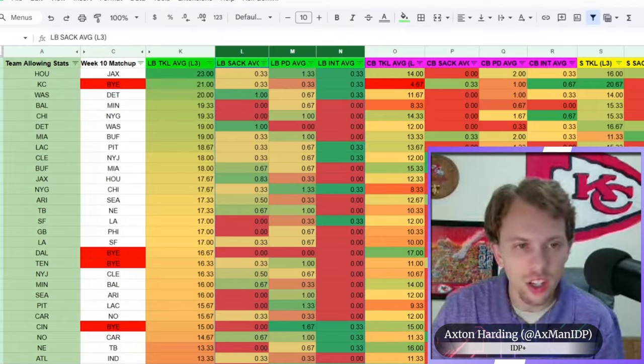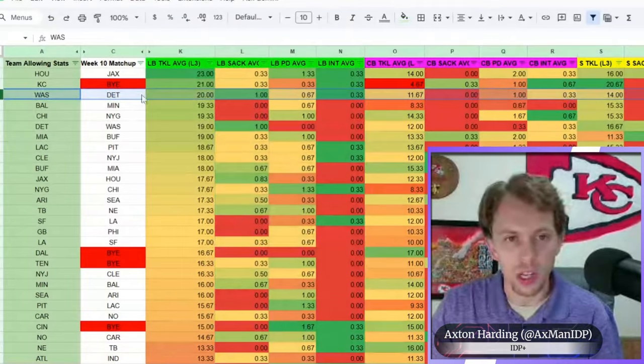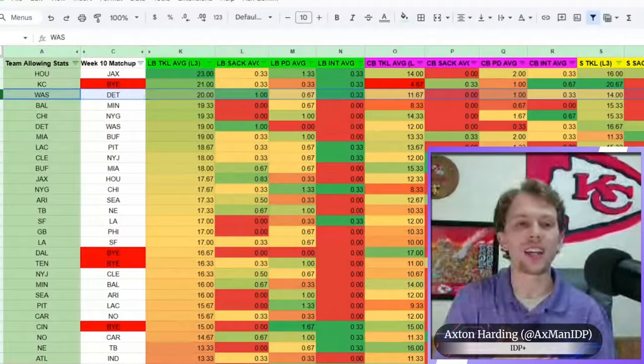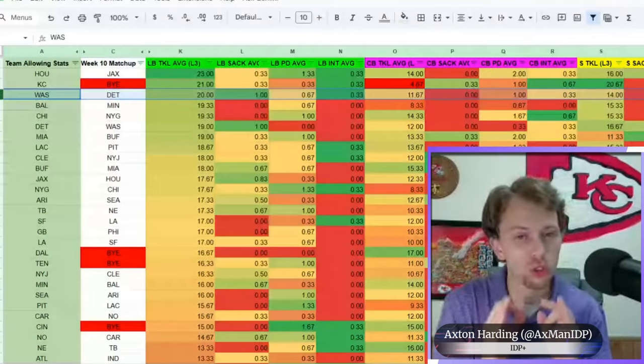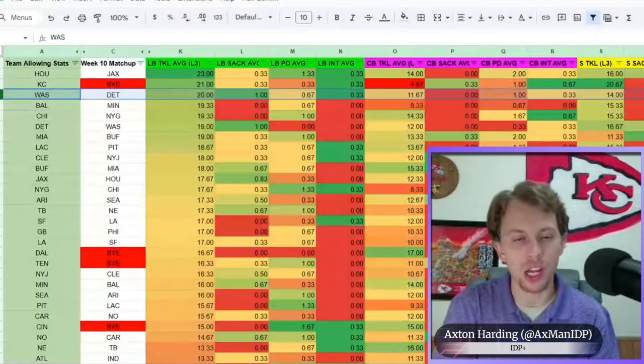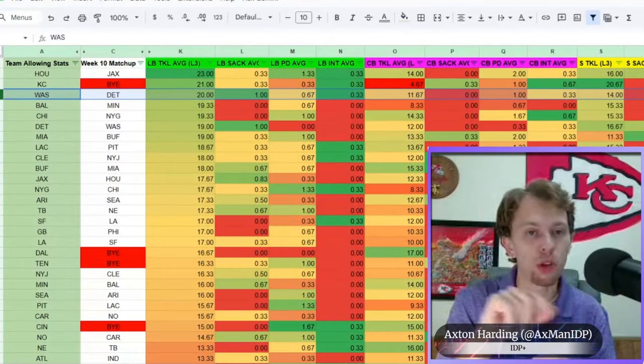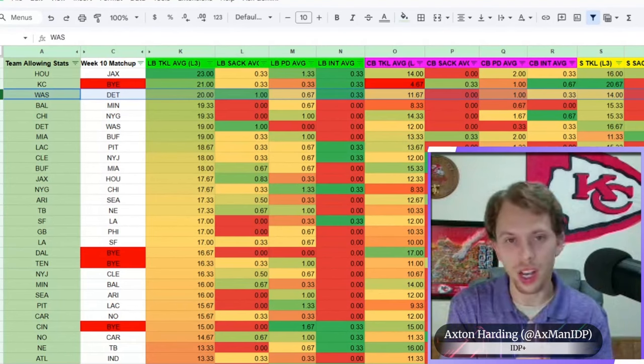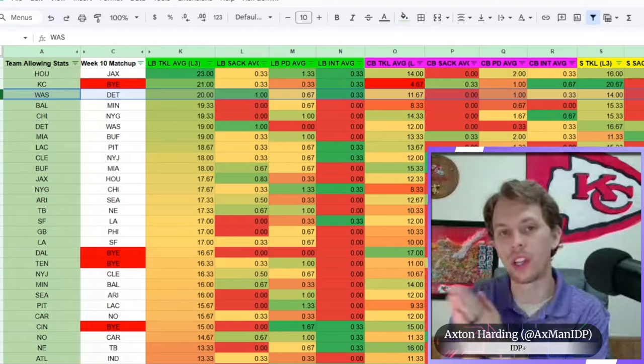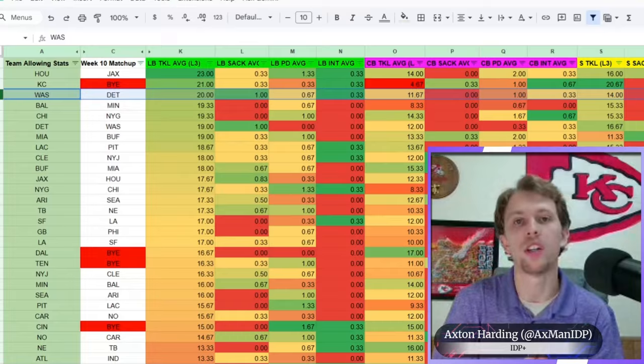Let's look here at the Detroit Lions matchup. Jack Campbell has a sack in the last 3 or 4 straight games. He finds himself in a matchup that's top 3 in tackle production. He also finds himself in a matchup where the opposing offense has given up 1 sack per game on average over the last 3 weeks, specifically to the linebacker position.